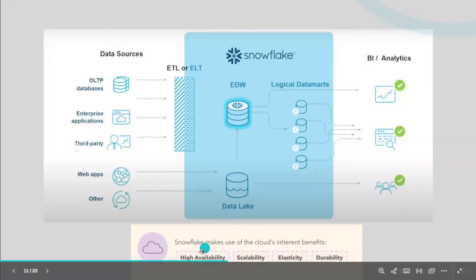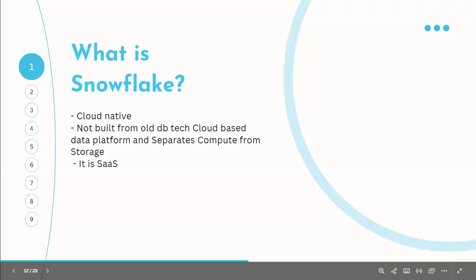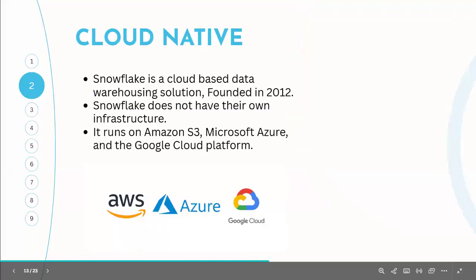So Snowflake is highly available. Snowflake is not going to go down, and there is scalability. Here the storage capacity is infinite. I'll tell you the reason why. So there is no problem for storing a huge volume of data, and then we have elasticity and durability in Snowflake.